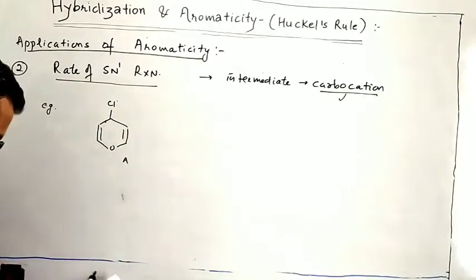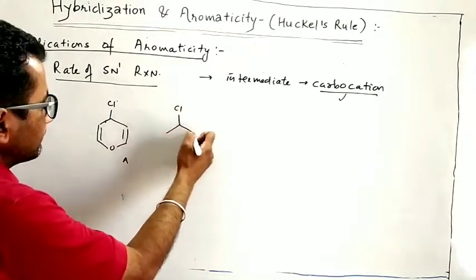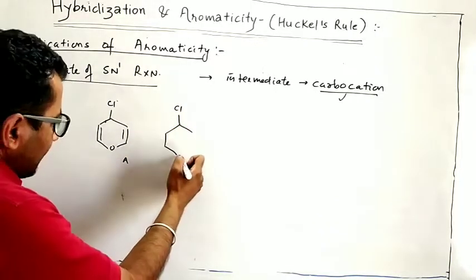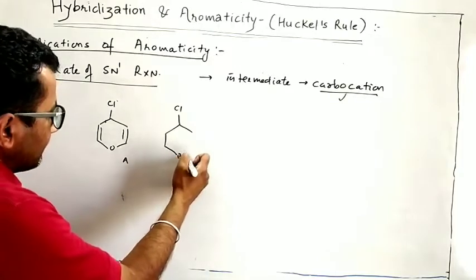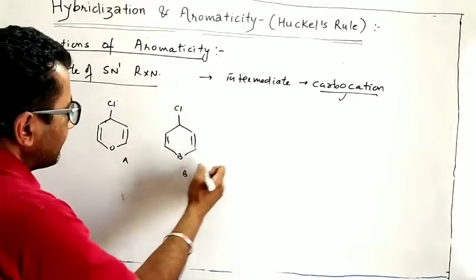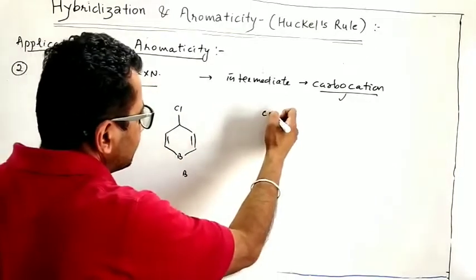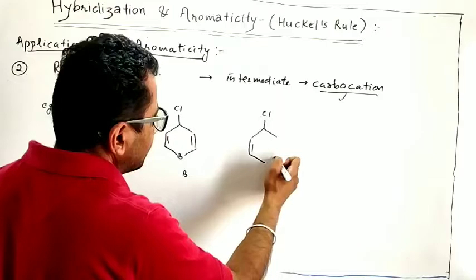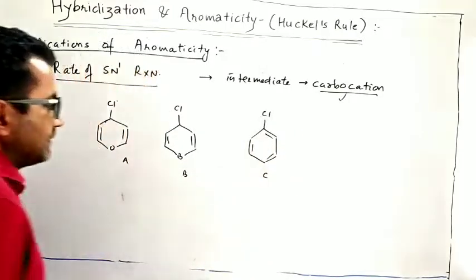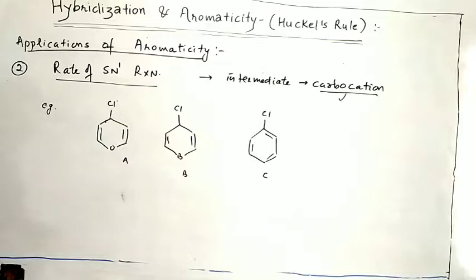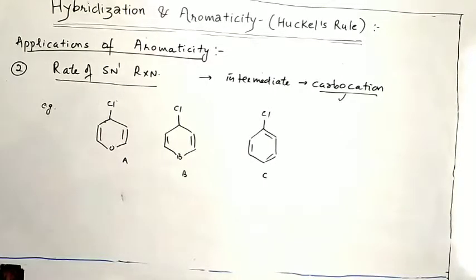This is your A, and this is your B, and this is your C. So we have these 3 types of organic compounds. And the question is asking: out of these 3, which has the maximum rate of SN1 reaction? The options will be like in the last question, A B C, C B A, like that.